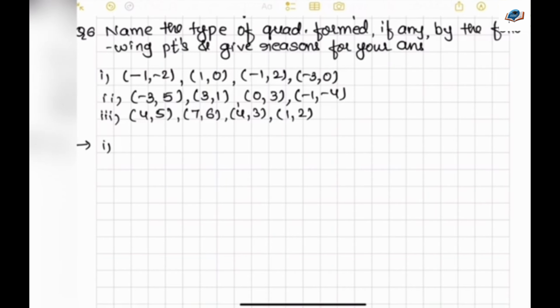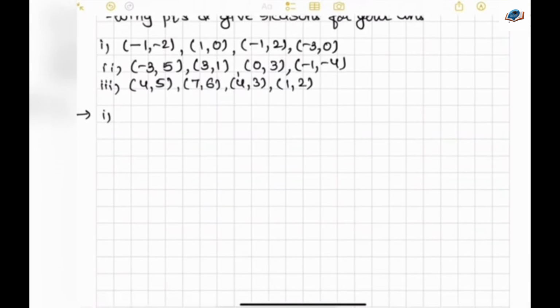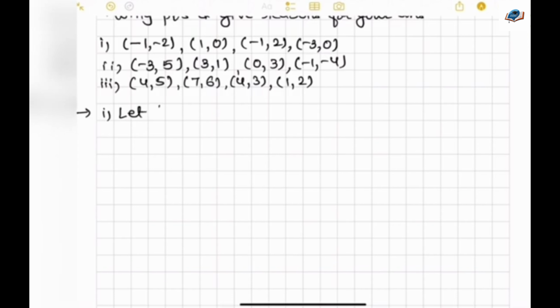Next question says name the type of quadrilaterals formed, if any, by the following points and give reasons for your answer. First one is (-1, -2), (1, 0), (-1, 2), (-3, 0). Second one says (-3, 5), (3, 1), (0, 3), (-1, -4). And third one says (4, 5), (7, 6), (4, 3), (1, 2). So let us solve the first one.